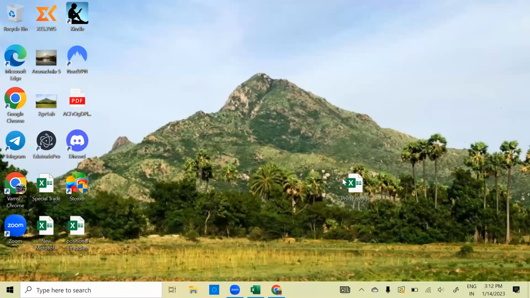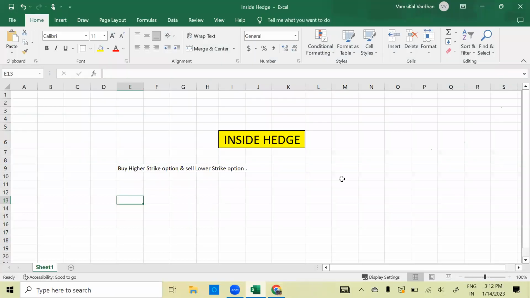Okay. So today we are starting our new session. This session topic is inside hedge. Inside hedge is also called ratio spread. People will call this a ratio spread, or there is something called a bull put spread, bear spreads, or something. So inside hedge is, in a simple way, you buy higher strike option, you sell lower strike option. This is the basic construction of the trade.